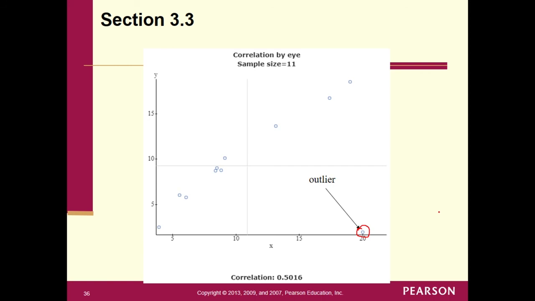Now look what the correlation did. It's down to 0.5 where before it was 0.99. So that one value took the correlation from 0.99 all the way down to 0.5. So the correlation is definitely not resistant to outliers.